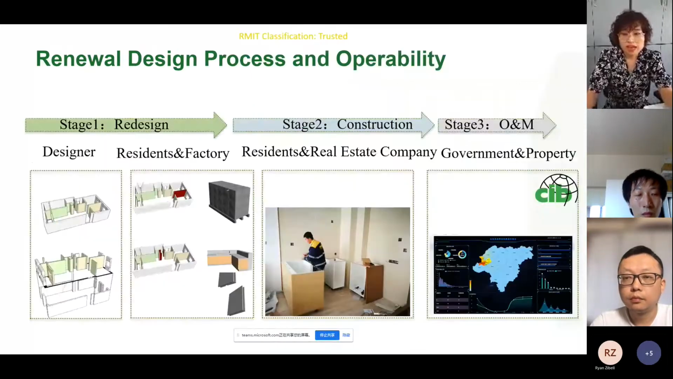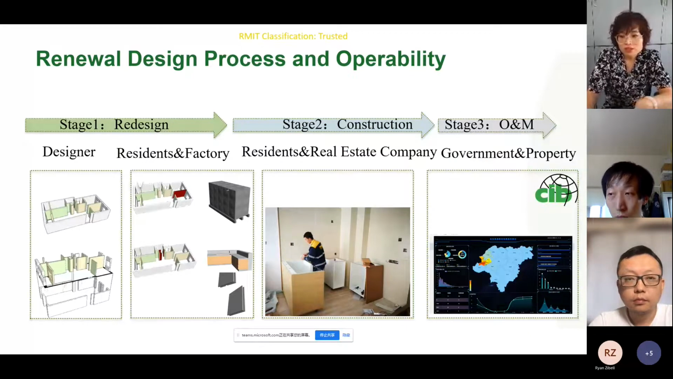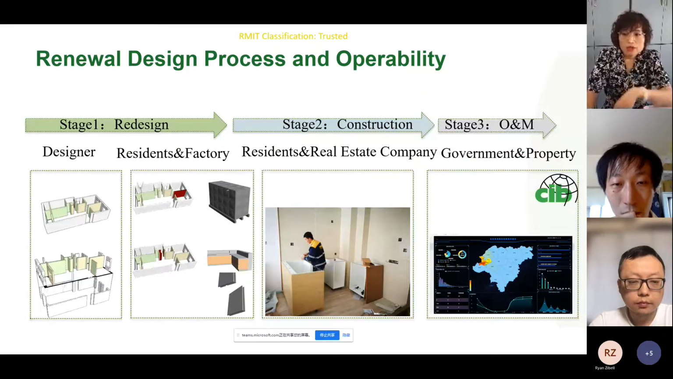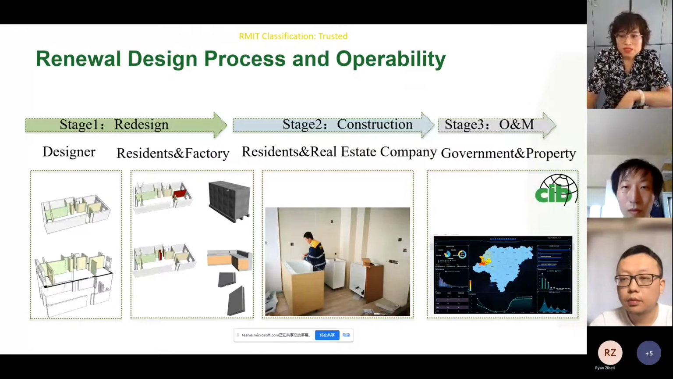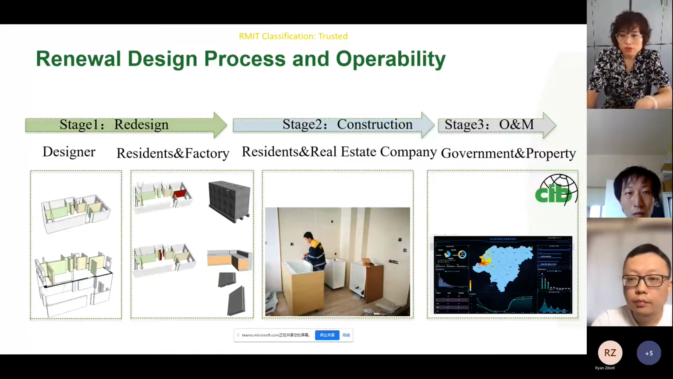Just take update design as an example. Designers and residents can participate in the design stage. The designers split the system and the users participate in updating the location and the product selection, or they can install it by themselves. I will show you a video to help you understand our digital platform better.